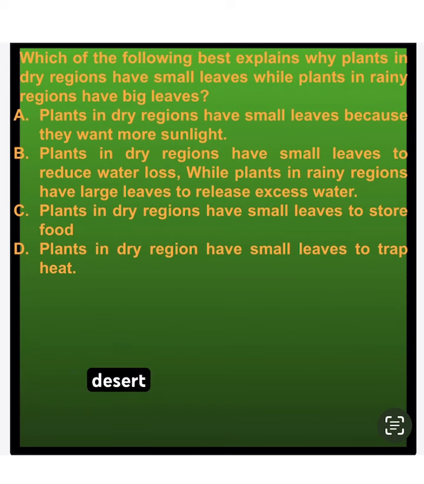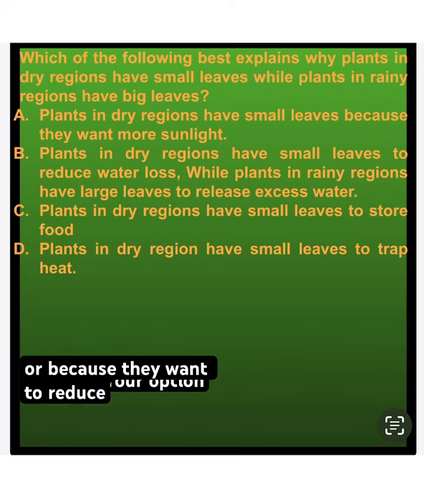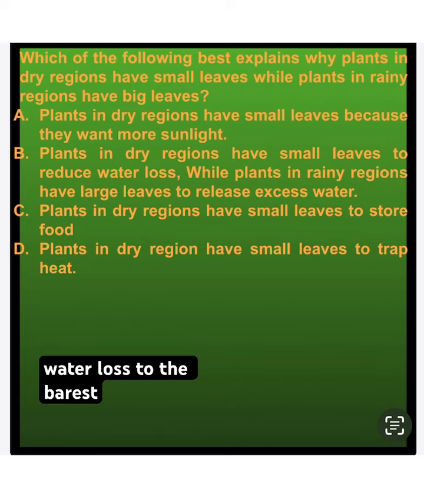Now, picture a desert. Hot sun, dry air, water is rare, almost like gold. If a desert plant had big leaves, it would lose water so fast, the plant would literally dry up and die. So what do they do? They shrink the leaves. Some desert plants even turn their leaves into tiny spines or remove them entirely, because they want to reduce water loss to the barest minimum.